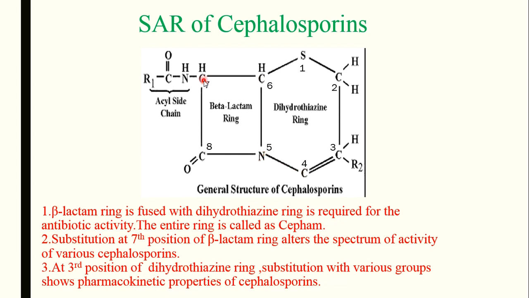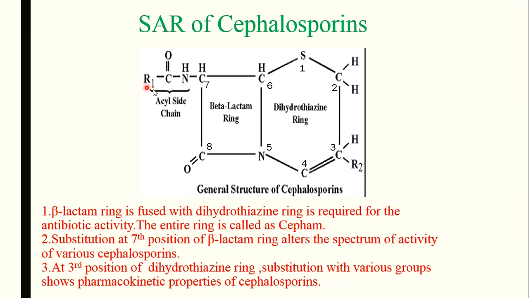This is the sixth position, seventh position, and eighth position. At the eighth position there is a ketone group, which belongs to the beta-lactam ring. The beta-lactam ring and dihydrothiazine ring together we call CEPHAM. At the seventh position there is an acyl side chain, similar to penicillins. The first point is that the beta-lactam ring fused with the dihydrothiazine ring is required for antibiotic activity. These two rings together we call CEPHAM.